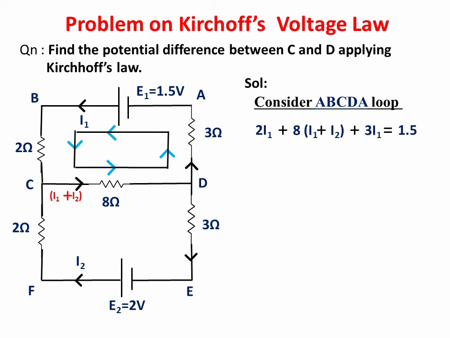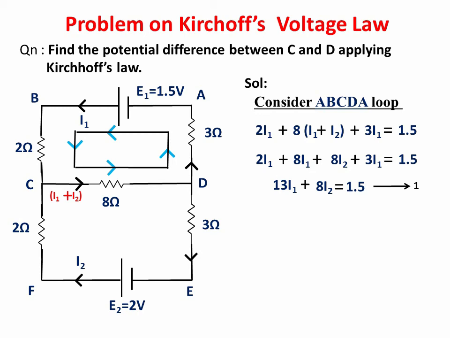So you can have the first equation, just rearrange that equation. That means 2I1 plus 8 into I1 plus 8 into I2, that is 8I1 plus 8I2, plus 3I1, which is equal to 1.5. Then how many I1s? 2I1 plus 8I1, that means 10I1, plus 3I1, so 13I1 plus 8I2 is equal to 1.5. After simplification, we have the first equation: 13I1 plus 8I2 is equal to 1.5.